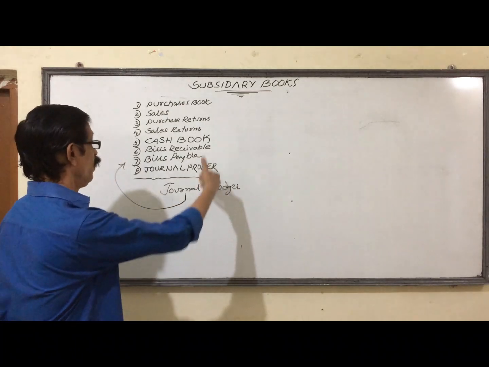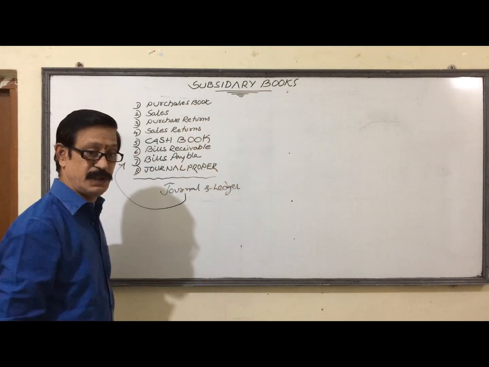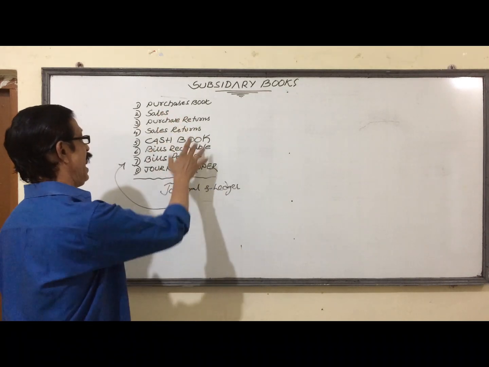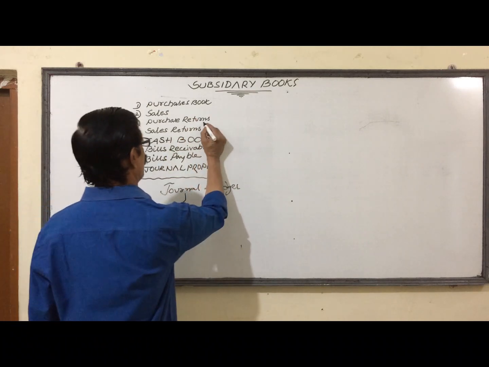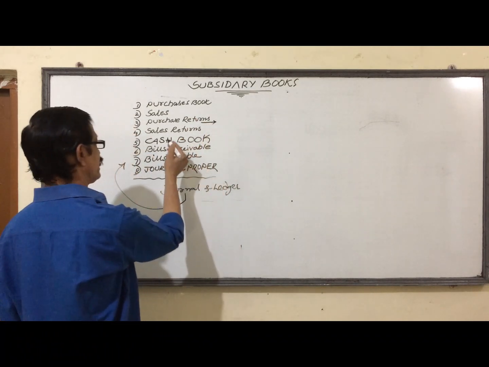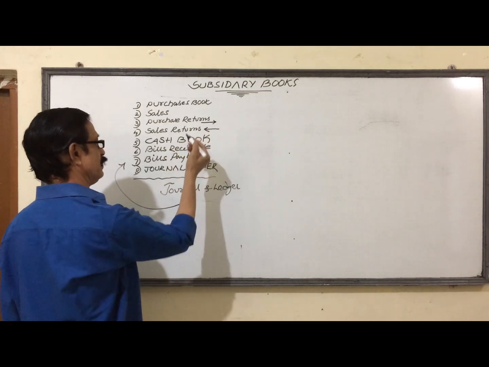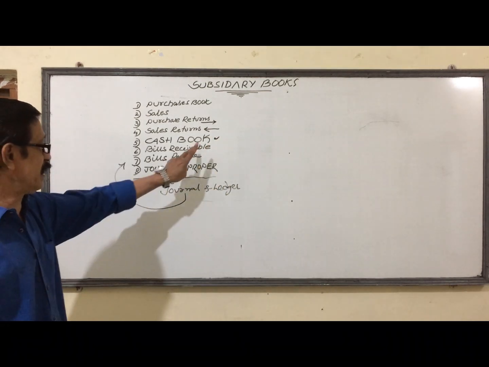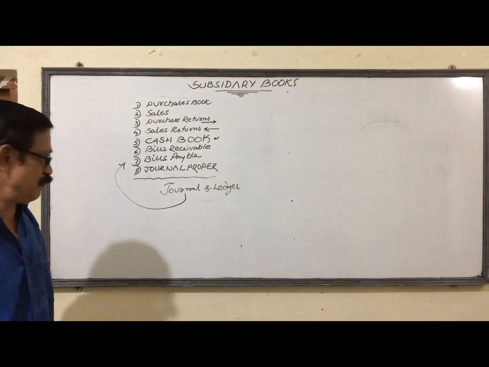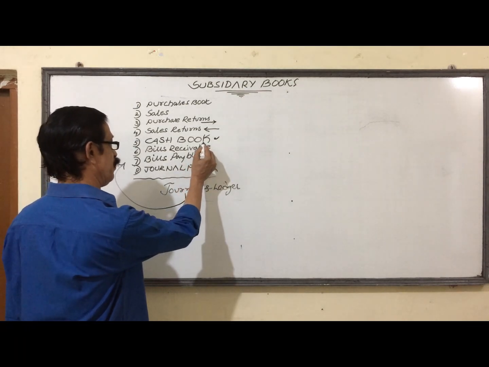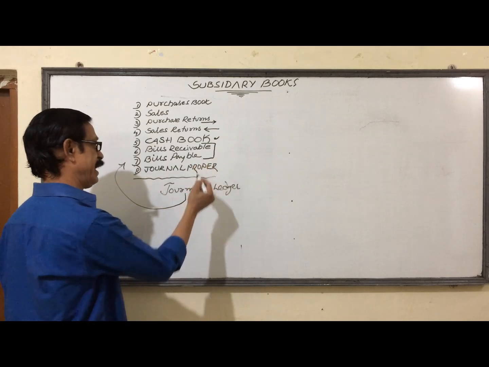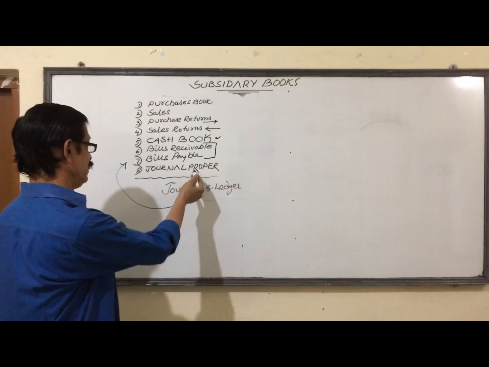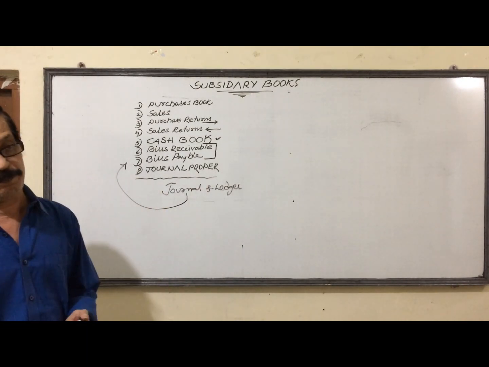Now, we are maintaining separate books like purchase book only for credit purchases, sales book only for credit sales, and then purchase returns book, also called outward book. Sales returns book is also called inward book. Then, most important, that is cash book. All cash transactions are entered only in the cash book. Next, bills receivable and bills payable book. These we can learn in a separate topic, bills of exchange. Next and last, journal proper.